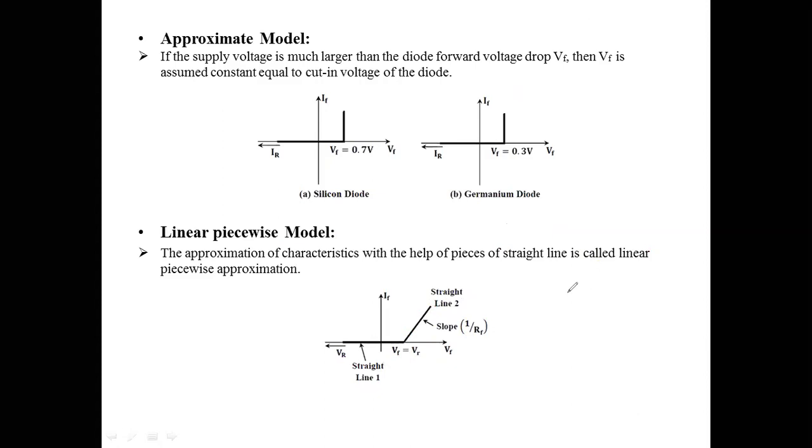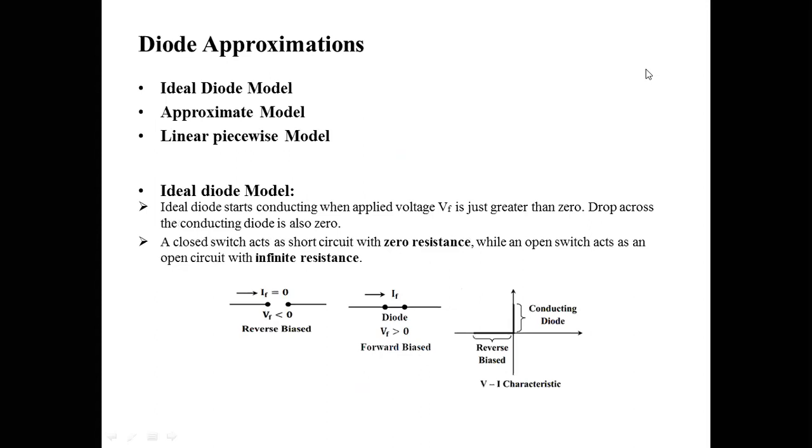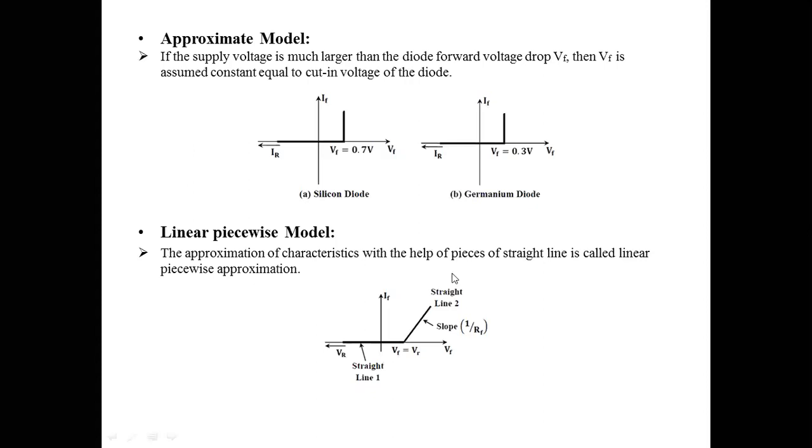Like this, we have studied three approximations: the ideal diode model, the approximate diode model, which is a little more practical, where it turns on at 0.7 volt or 0.3 volt, and the linear piecewise model, which provides a little slope for forward bias, meaning a gradual increase. These are the three models. Sometimes in the exam they will ask you to explain the diode approximation, or explain the three different models of diode approximation. A question like this may come.